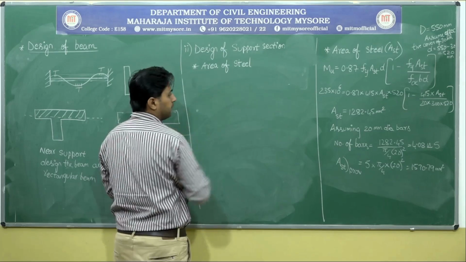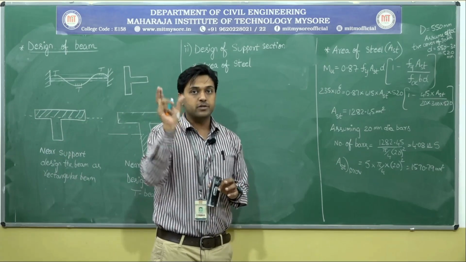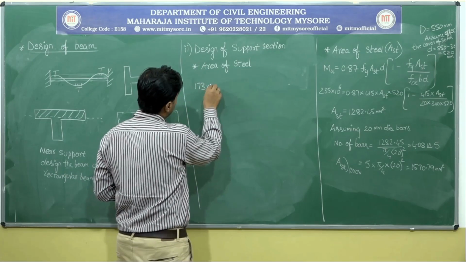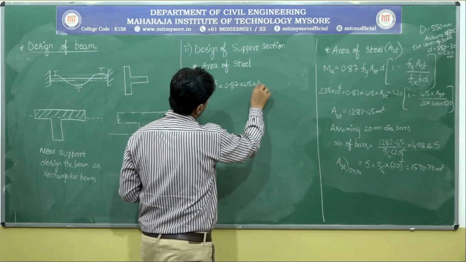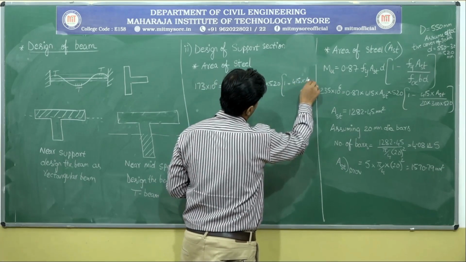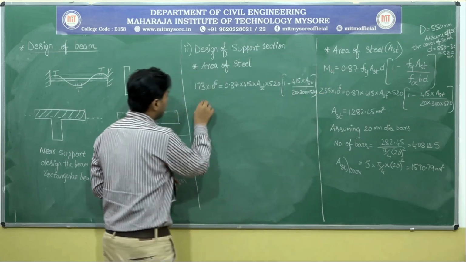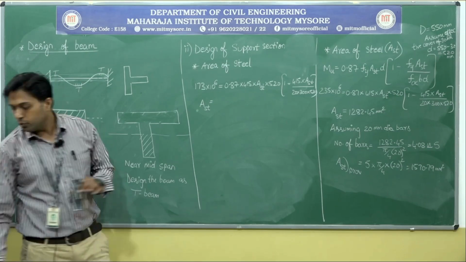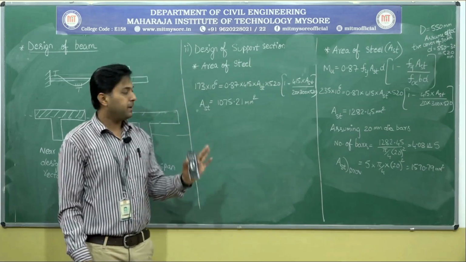So what is Mu at the support? It was 173 kilonewton meter. Under the heading final design values I have written each and everything: what is Mu midspan, what is Mu support, all those things. So it is 173. To convert that into Newton mm, 0.87 Fy AST into D, same, 520, into 1 minus Fy AST divided by FCK B into D. Using the calculator, if we solve, the value that we are getting is 1075.21 mm square. It's not mm, it is mm square.